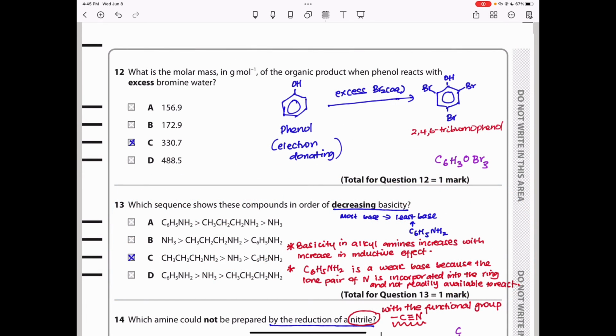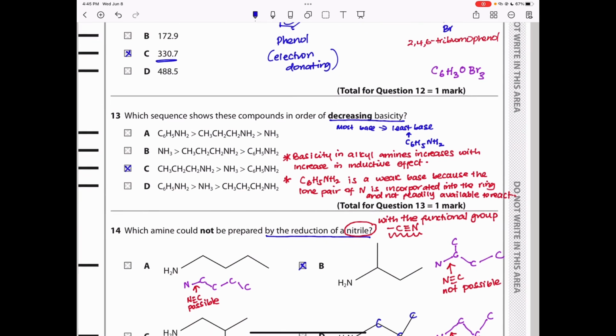Question 12. What is the molar mass in grams per mole of the organic product when phenol reacts with excess bromine water? Phenol has OH, and OH is an electron donating group, so we expect substitution reactions to occur at this carbon, that carbon, and that carbon, meaning we are going to have 2,4,6-tribromophenol, and if you add everything up, you will get a molar mass of 330.7. I'll go to question 13.